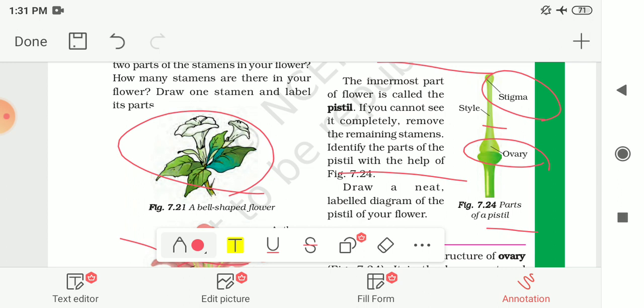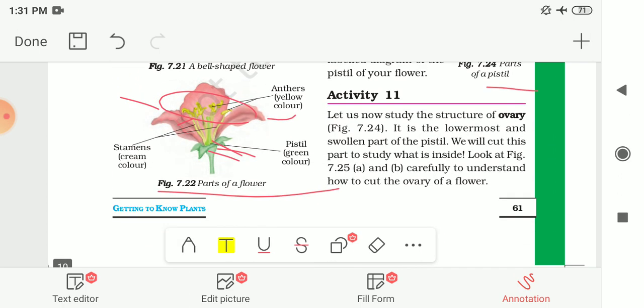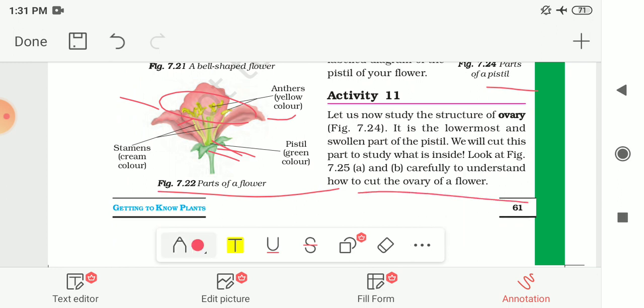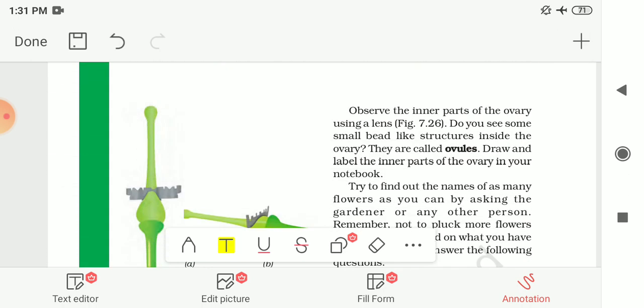Now to study the different parts of this pistil, the next activity is given to you, that is activity number 11. Now let us study the structure of the ovary, how the ovary looks. It is the lowermost and swollen part of the pistil. In the previous figure we had seen that it is the lowermost and swollen part of the pistil, which is known as the ovary, and we will cut this part to study what is inside. So look at figure 7.25a and b carefully to understand how to cut the ovary of the flower.